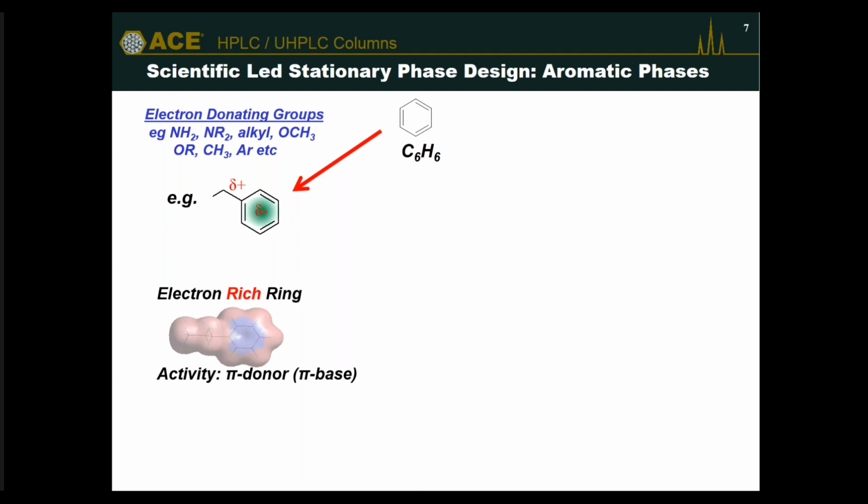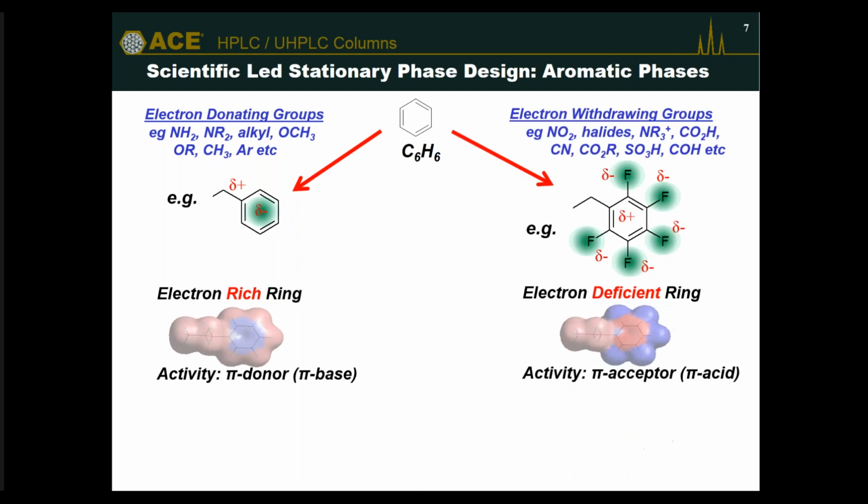Now we can also substitute electron withdrawing groups onto the ring system. And here we have 5 fluorine atoms. So fluorine, electronegative atom, substituted 5 times onto this ring, and this is a classic pentafluorophenyl type stationary phase. And we can see here that it changes the properties of the ring, and it's complementary to the simple phenyl ring system.